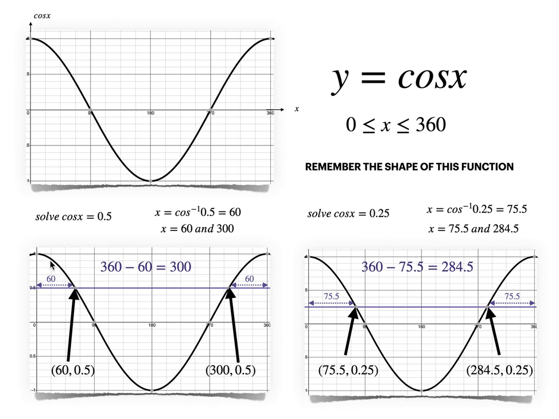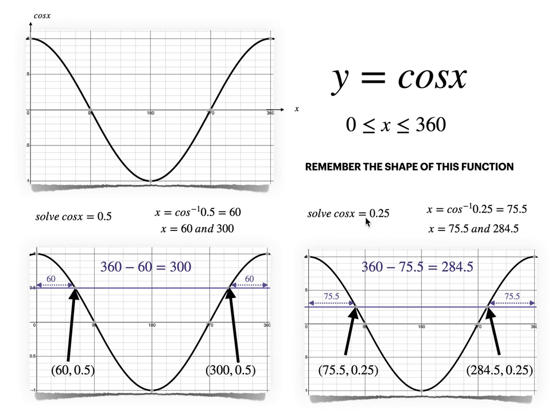Now it's not the same as the sine curve, but it has the same symmetrical properties. And so we can see that this 60 here has to be the same as this 60 at the other end. So if I do 360 take away 60, I'll get the other solution. So that's why I've got 60 and 300.